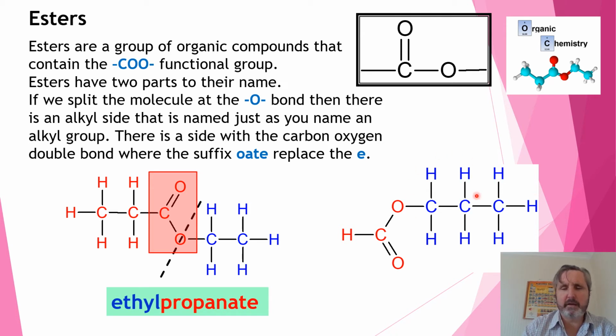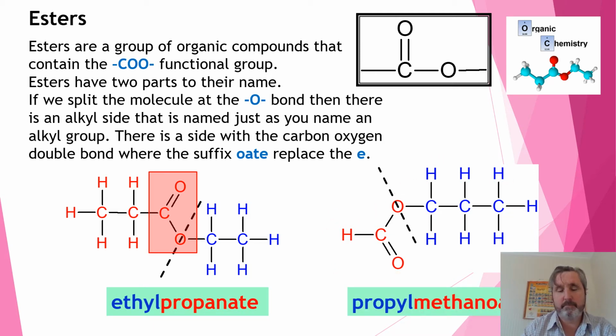So with this one here, we split it down the middle where the oxygen is. I put a line through there, and then I look at the side that is just a carbon chain, just carbons and hydrogens. This is going to be the alkyl part, so this is going to be called propyl. And then we have the side with the double bond O, and that's the anoate. So it's propyl methanoate. And that's how we name esters.